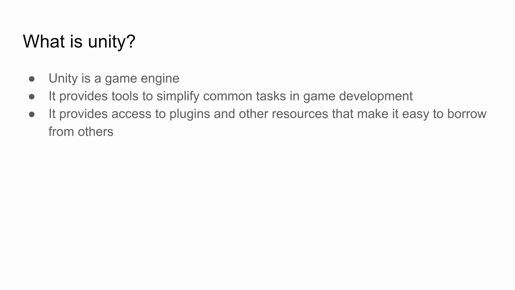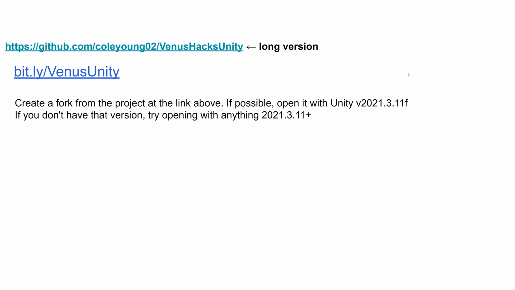Okay. So we'll go straight to what is Unity? Unity is a game engine, which basically is a tool that gives you a whole ton of starter code for common game tasks like moving and changing between scenes and stuff like that. It also gives you access to a bunch of already made resources, such as code other people wrote, art they've done, things like that.